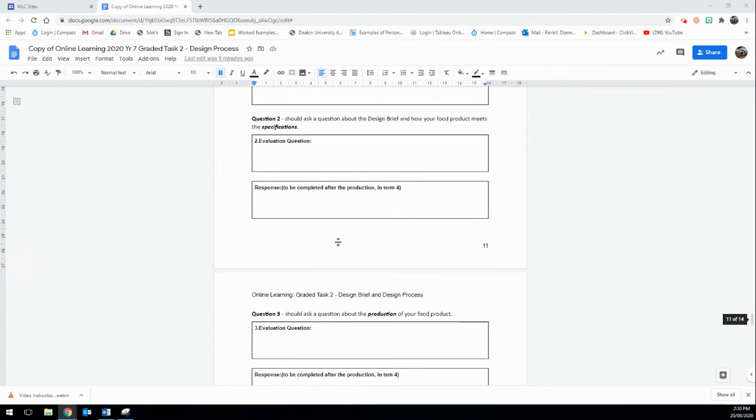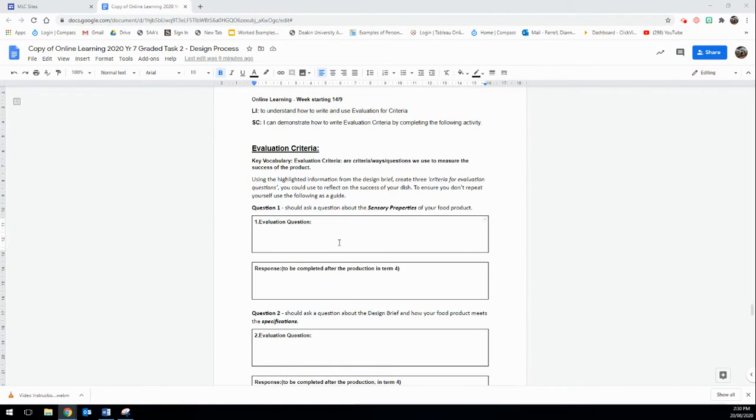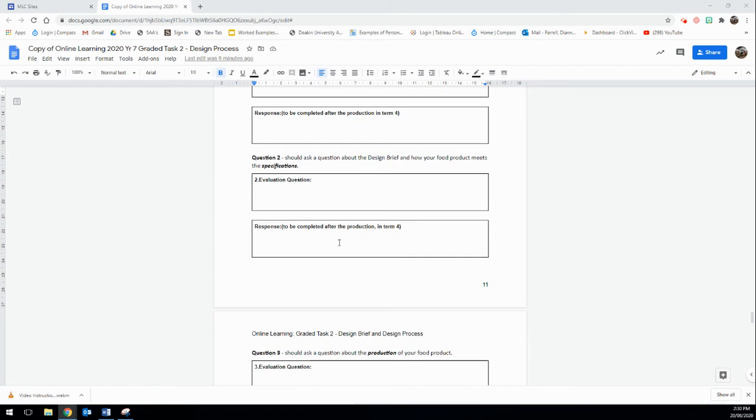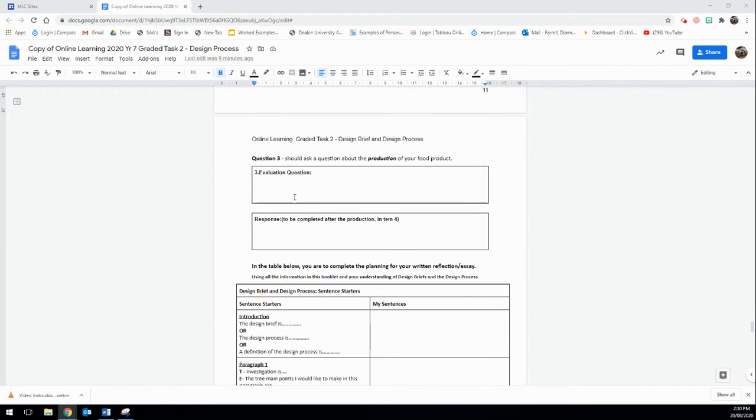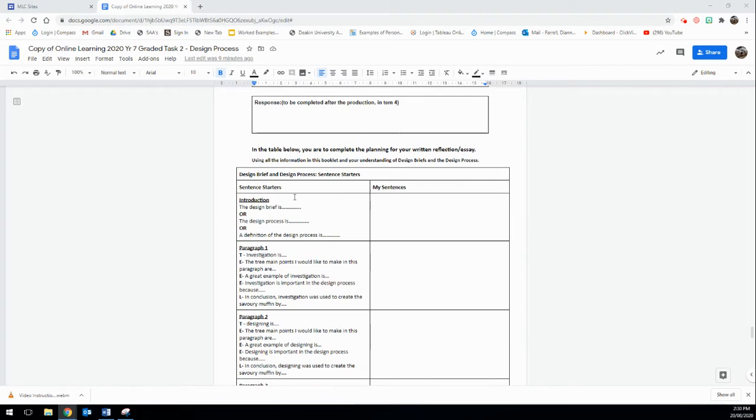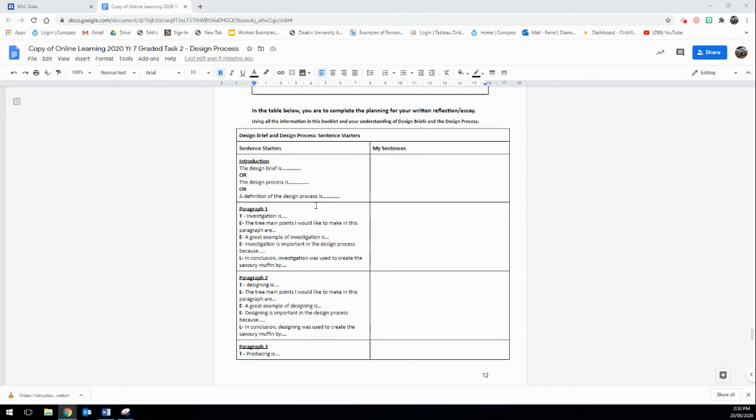There is evaluation criteria. Okay, so I need you to do 3, and then I would expect to see these boxes that have response blank. They do not need to be filled in yet because we have not completed the task. Then what I want you to do is use the rest of this time to start organising your thoughts about your written reflection or essay.